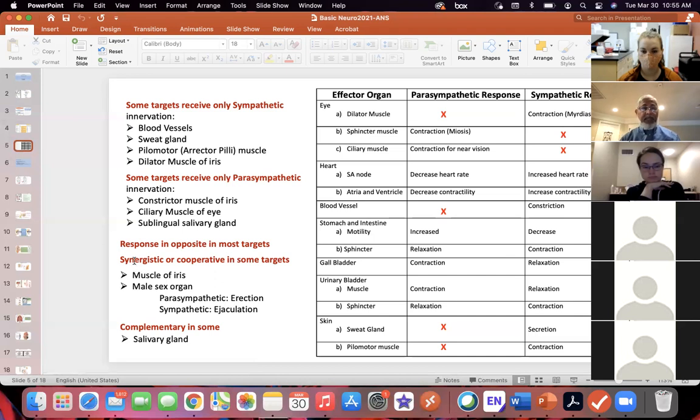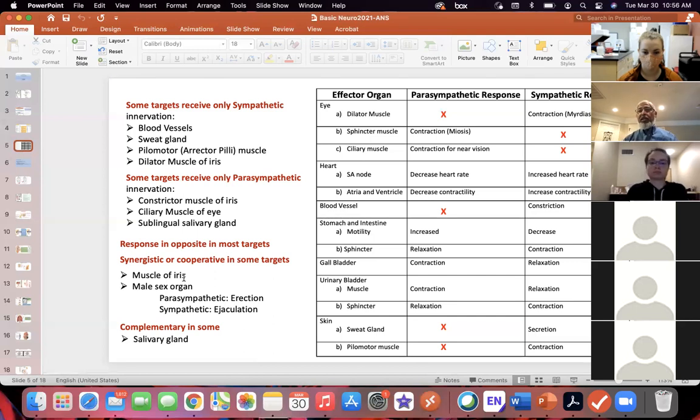Now, there are also synergistic actions. In some cases, they are not opposing. They help each other, synergistic to each other, like the muscles of the iris. The normal pupil size is maintained by the coordination of sympathetic and parasympathetic. Both of them do something, so the pupil remains a normal size. When you withdraw one, the pupil will go in one extreme direction. If you stimulate too much sympathetic, the pupil will be dilated. If you do too much parasympathetic, the pupil will be constricted.